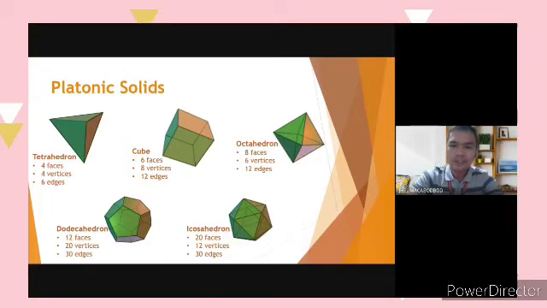Next is a regular icosahedron. A regular icosahedron has 20 faces, 30 edges, and 12 vertices, and the shape of its face is an equilateral triangle.